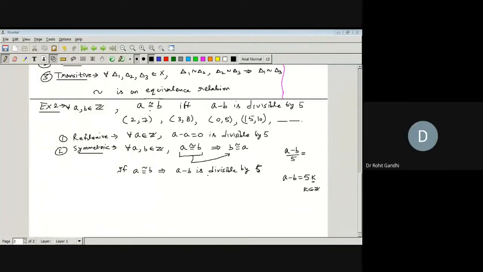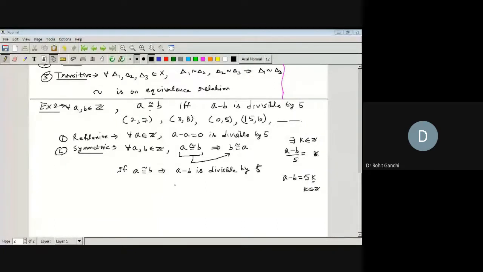So students, if a minus b is divisible by 5, then if any number is divisible by some number, there exists another integer k such that a minus b is equal to 5 into k, as a minus b is divisible by 5.